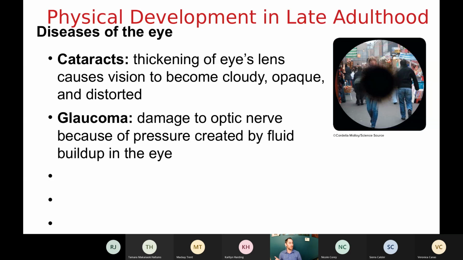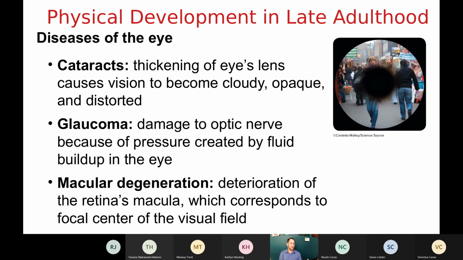Glaucoma is another physical disease of the eye, and this is damage to the optic nerve because of pressure created by fluid buildup in the eye. If the optic nerve is not functioning right, if it's not able to send messages as well, this can cause a lot of different problems.